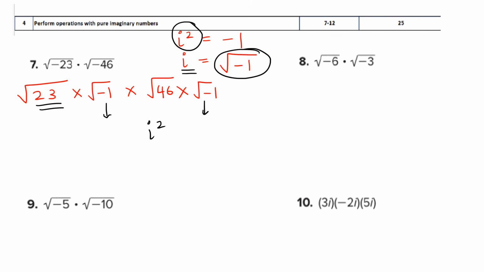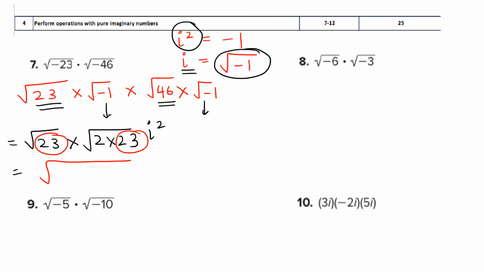Now 23 and 46 have some common factor. I can write 23 multiplied with 46, and if you factor it, it is 2 times 23. I am writing it this way so that in the next step, because 23 is common, I can take it inside the multiplication, and this will give me 23 times 23 times 2. I squared I already know is -1, so I can put a negative sign outside. Now inside the square root I have 23 two times, so I can take it out. So -23 times square root 2, this is the answer.